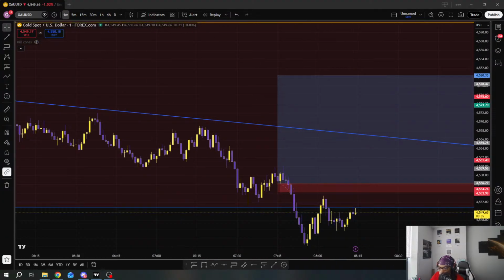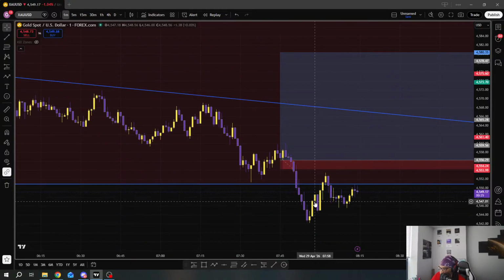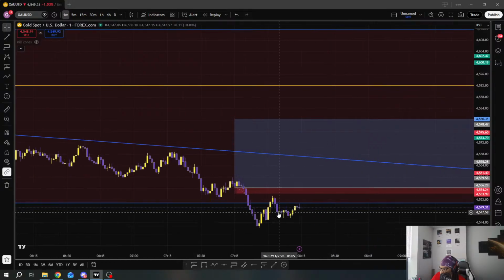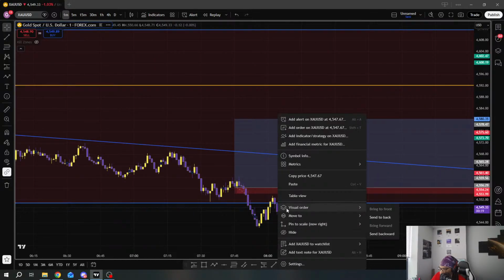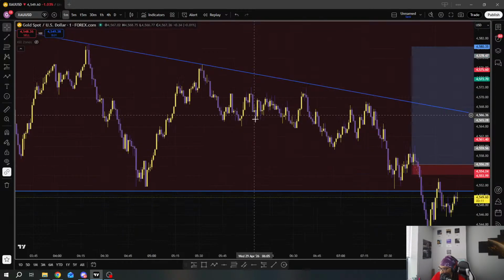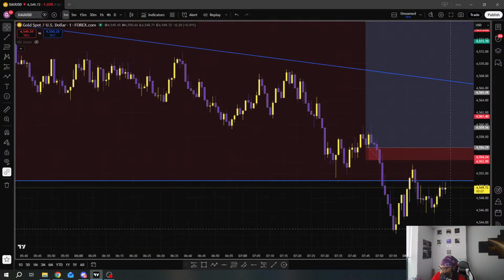Y'all like my new colors though? My new little candlestick colors. Gold rush. I like that. And they said they ain't never heard of us. That's okay. I heard enough.